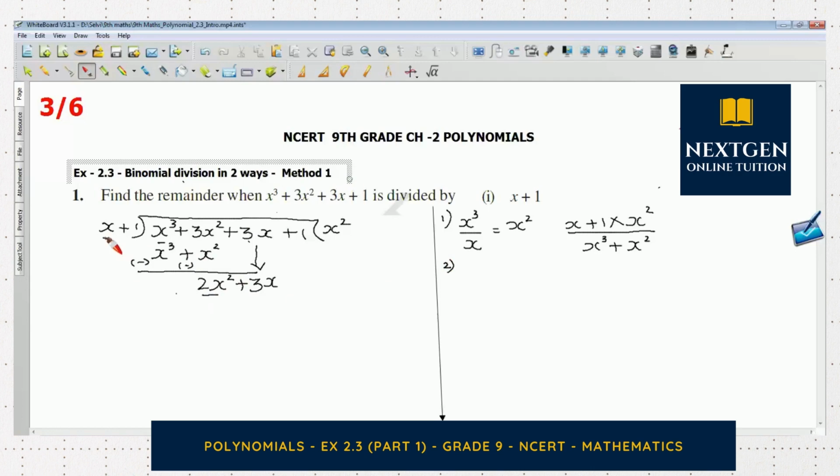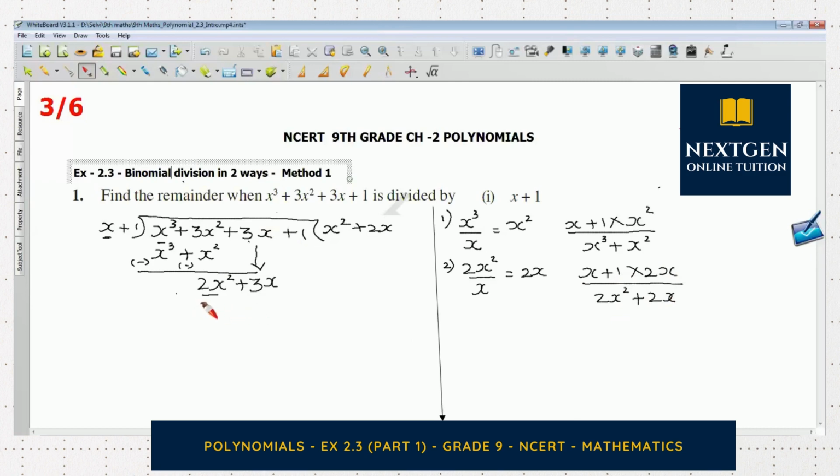And my second step: first term and here first term, again dividing 2x square by x, we get 2x. Since I don't have any sign before, we put plus 2x. Now, multiplying x plus 1 with my second term of the quotient, 2x, my answer is 2x squared plus 2x.